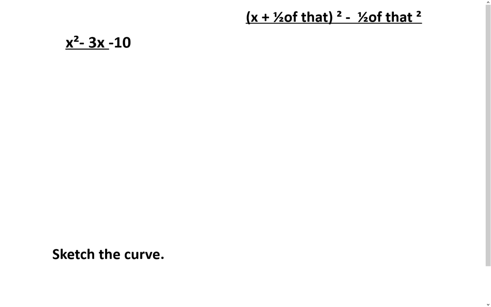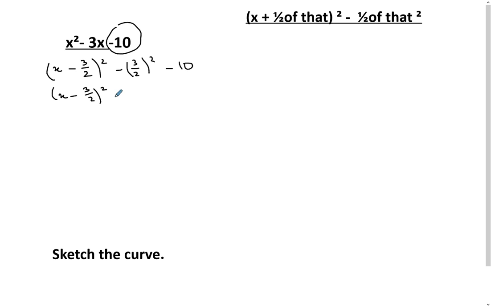Okay, so if you were asked x squared minus 3x minus 10, then with my previous videos, you remember you just leave the minus 10 for the moment and sing the song. So you've got x minus, now when you're halving the 3, leave it as an improper fraction. So x minus 3 over 2 squared minus half of that, so 3 over 2 squared, and then bring in your minus 10.